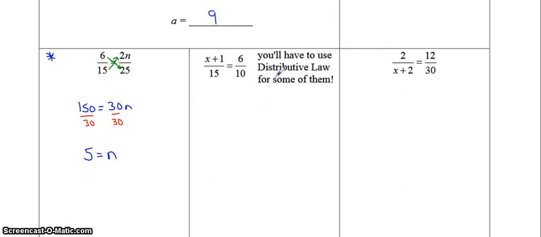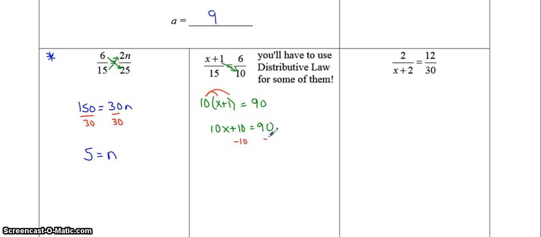You will get some questions where you're going to have to use the distributive law. So on the left side, you have x plus 1 times 10. When you write it out, you're going to have to write it out like this using brackets because both the x and the 1 have to be multiplied by the 10. On the right side, 15 times 6 is equal to 90. So use the distributive law. You get 10x plus 10 equals 90.